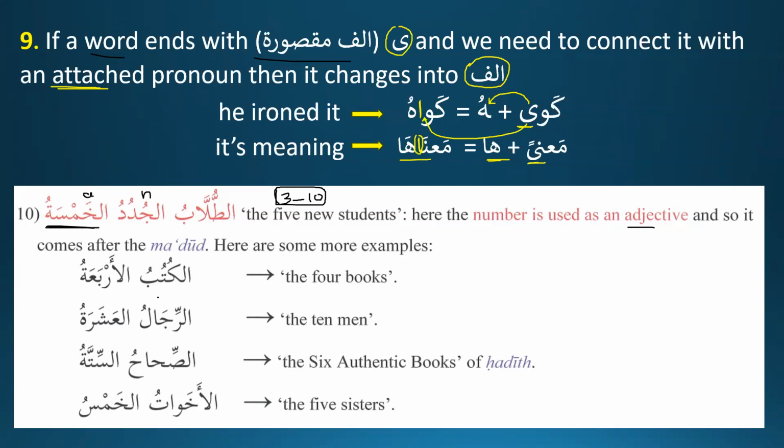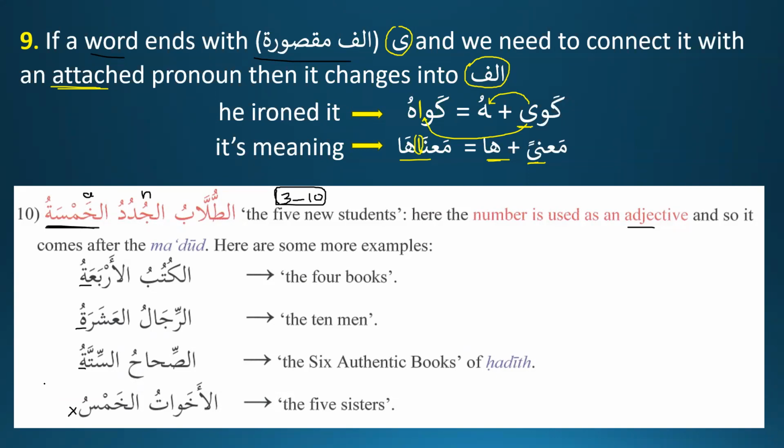For example, al-kutubul arba'atu, the 4 books. Ar-rijalul asharatu, the 10 men. And similarly, we have as-sihahu sittatu, the 6 authentic books of hadith, and al-akhawatul khamsu, the 5 sisters. Now here you can see we have ta marbuta, but here we don't have.